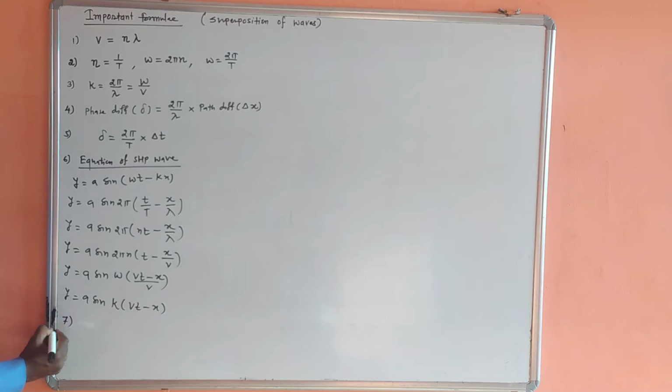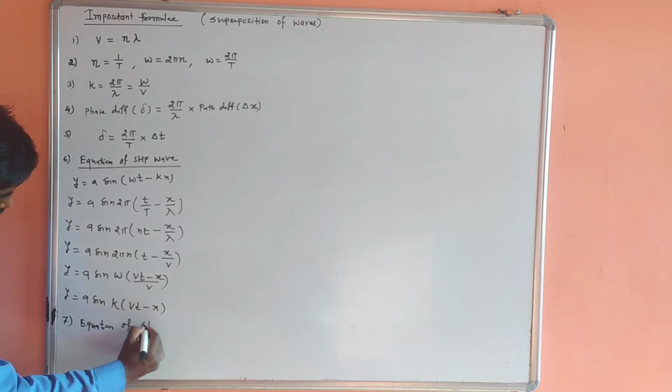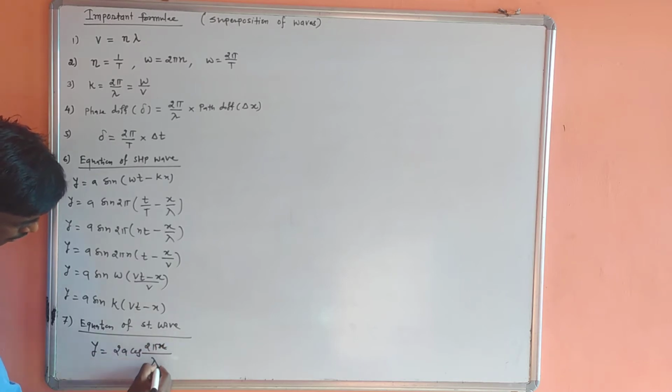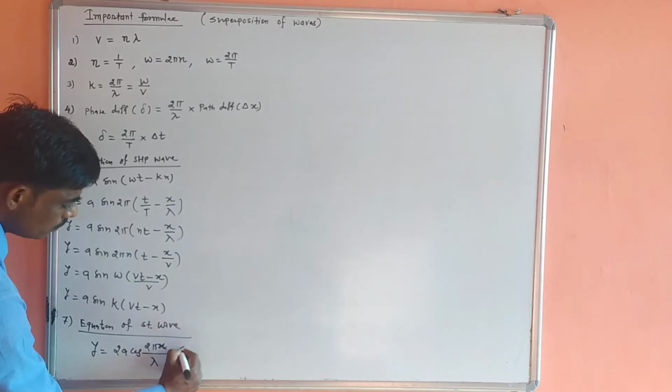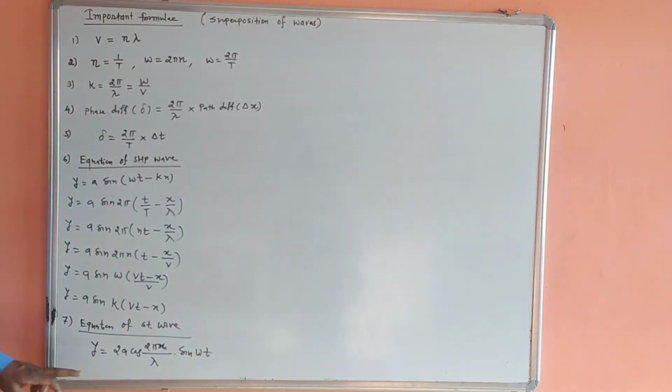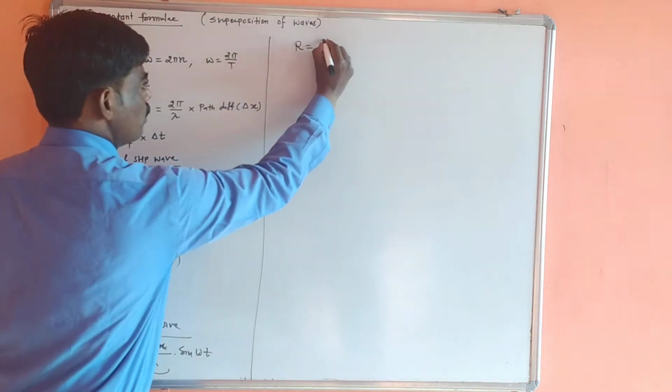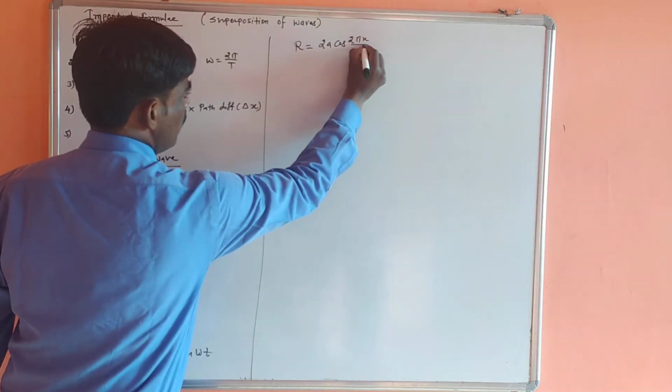Then when two SHP waves superimpose on each other, there is formation of stationary wave, and the equation of stationary wave becomes y is equal to twice a cos 2 pi x upon lambda into sine omega t, where this term is the resultant amplitude, denoted by R. So R is equal to twice a cos 2 pi x upon lambda.